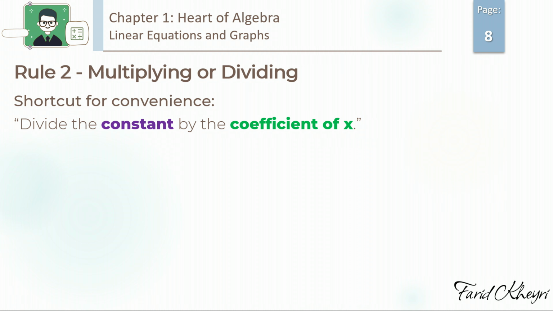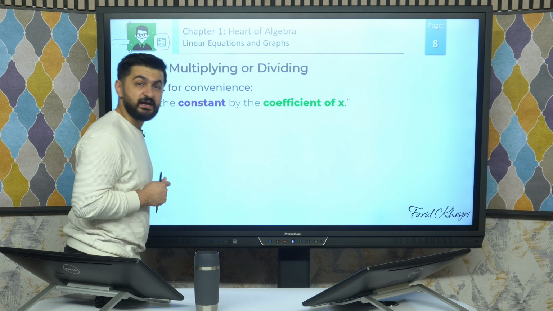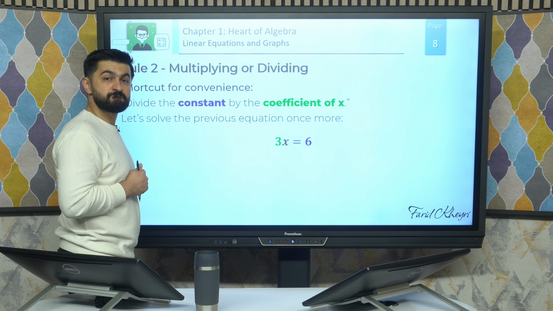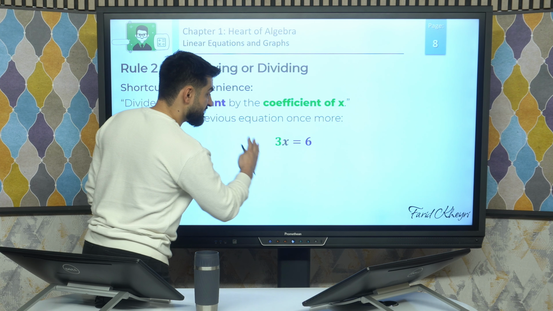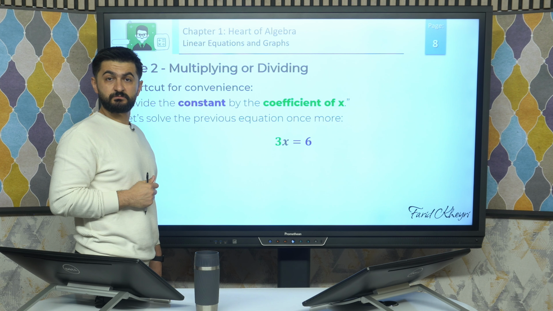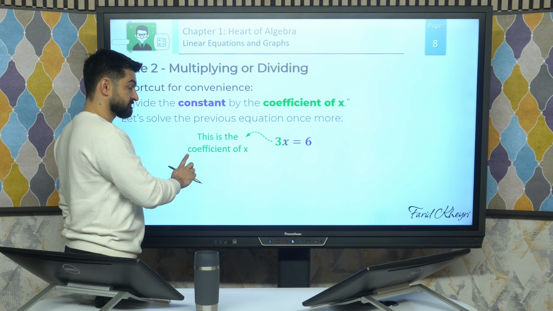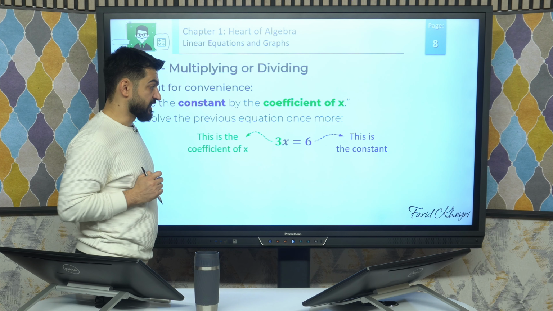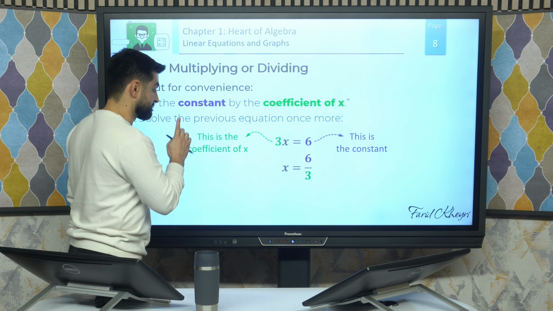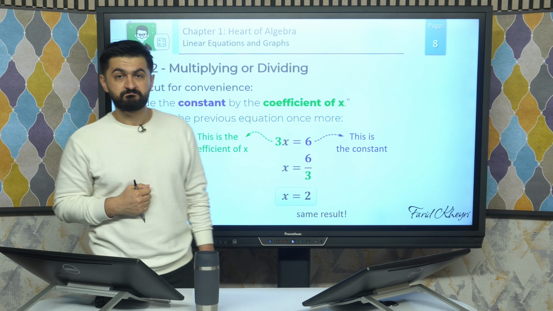Okay, so the shortcut for convenience is this. Divide the constant by the coefficient of x. What does that mean? For example, the previous equation is this. 3x is 6. The 3 is called the coefficient of x and 6 is called the constant. So if you divide the constant by the coefficient of x, the answer will be concluded.